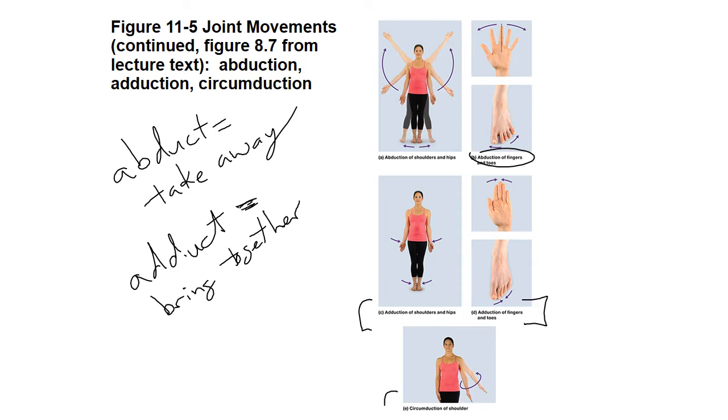Then there's also something called circumduction, and that's where you make a cone shape with your arm. So she's spinning around this way. That's circumduction.